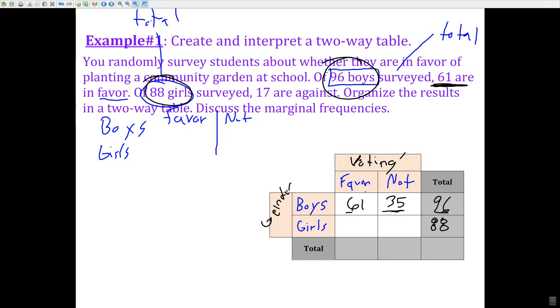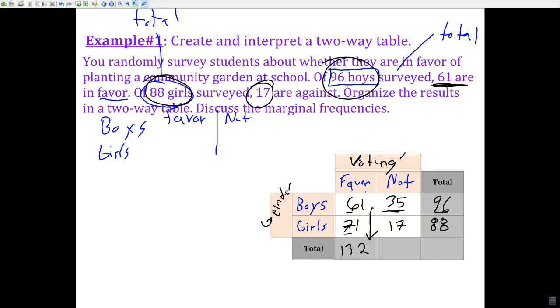Great. Okay, same thing with the girls. 17 are against, so I'm going to put that in the not category there. And then same thing, 88 minus 17 to find out how many are in favor here. I got 71. Awesome. Sorry if that looks like a Z. 71, right? And then what you're going to do to find out how many were in favor, right? You're going to add those two up, right?